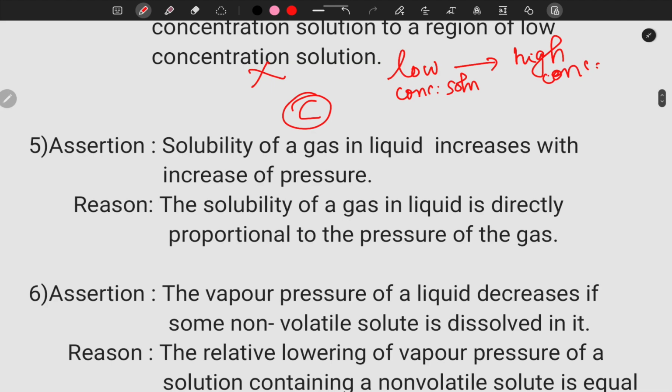Fifth question: solubility of a gas in liquid increases with the increase of pressure. Reason: the solubility of a gas in liquid is directly proportional to the pressure of the gas. According to Henry's law, P is equal to Kh into chi. So as pressure increases, solubility also increases. Solubility is directly proportional to pressure. So both assertion and reason are correct, and reason is the correct explanation of assertion.